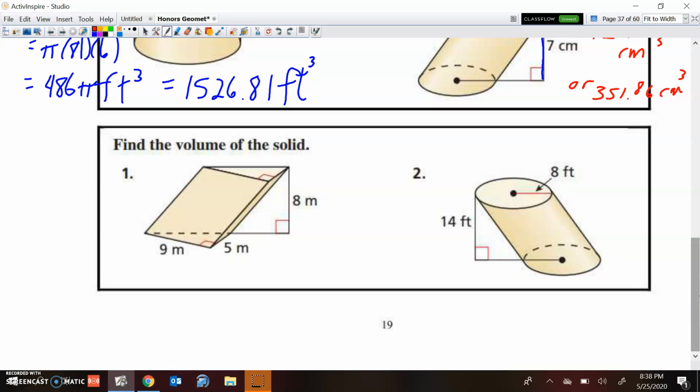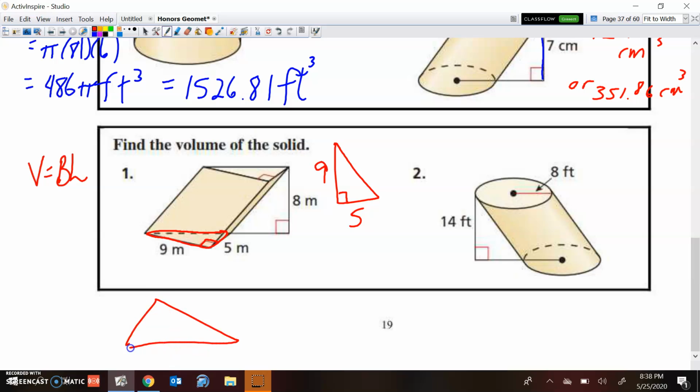All right, so here we have the area of the base. It's not a cylinder, so I have to go back to that generic formula. My base here, which I'll work out on the side, is a triangle. They give me that it's a right triangle. This is 5. My height is 9. Now it's important that they tell us it's a right triangle because that allows me to know that one is my base, one is my height. If they don't, then I don't really know.